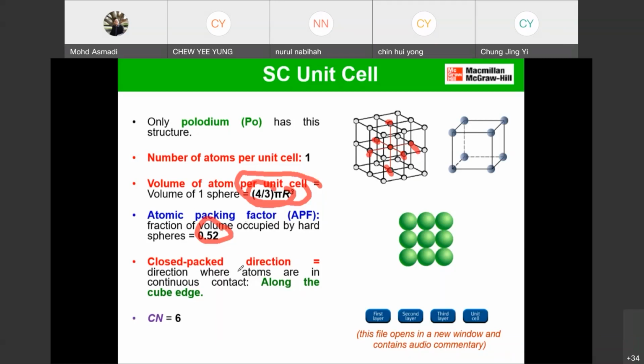The close-packed direction is the direction where atoms are in continuous contact along the cube edge.